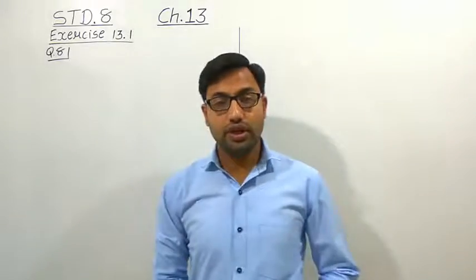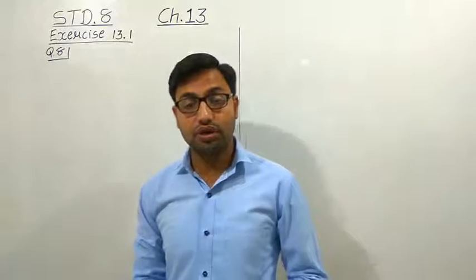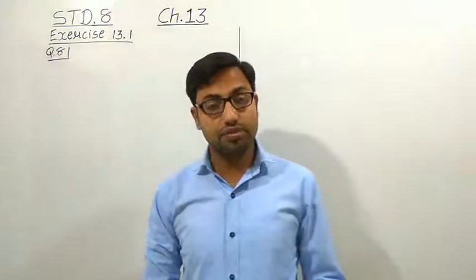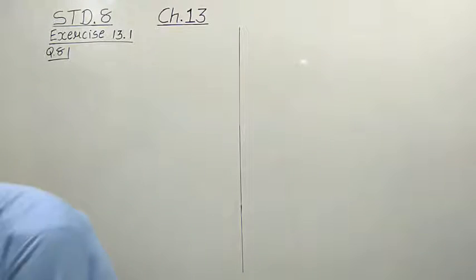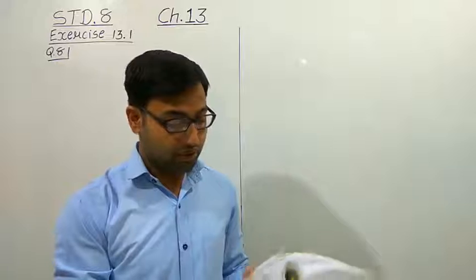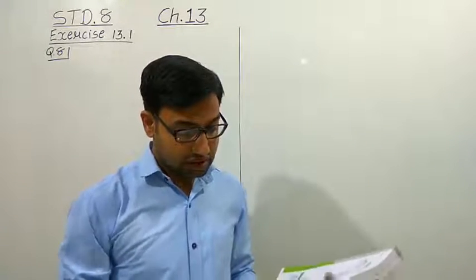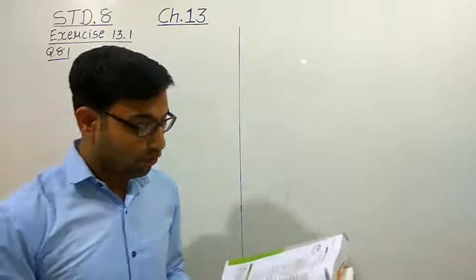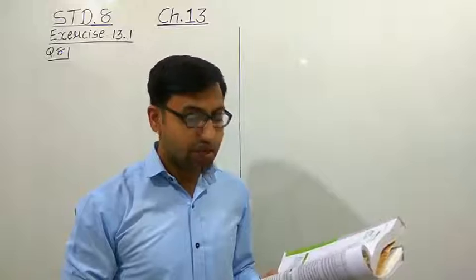Hello students, today we will study question number 8 of exercise 13.1. This is the topic of standard 8, chapter number 13, direct and inverse proportion. So the question is, Rasmi has a road map with a scale of 1 centimeter representing 18 kilometer. She drives on a road for 72 kilometer. What will be her distance covered in the map?